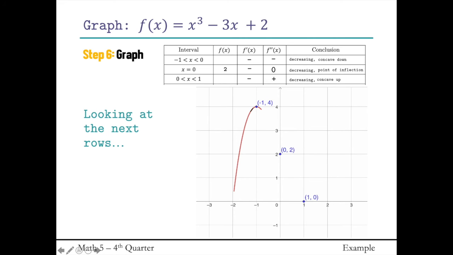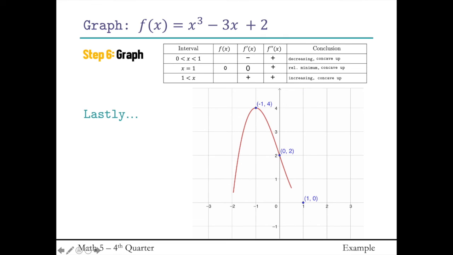Now let's continue looking at the next rows. For numbers -1 to 0, we see that the function is still decreasing, and it is concave down. At x equals 0, it will continue to decrease, but it will change its concavity since it is a point of inflection. Thus, for numbers greater than 0 to 1, the function will continue to decrease, but the function will now have a different concavity and it will now be oriented as concave up.